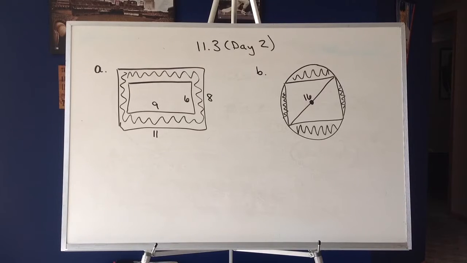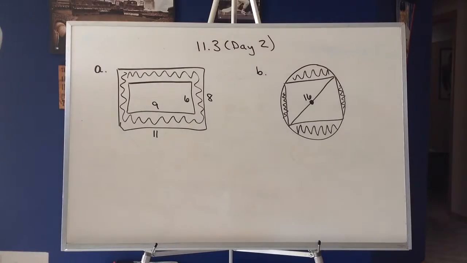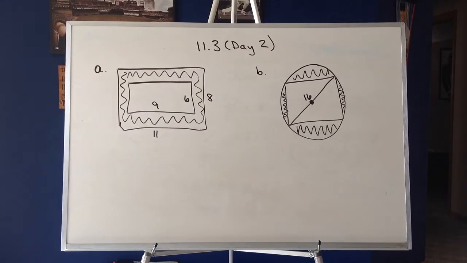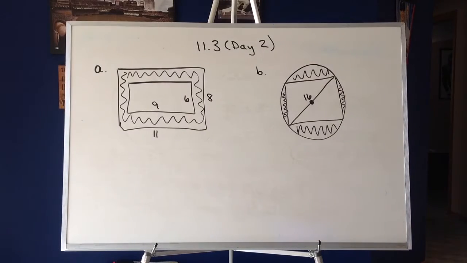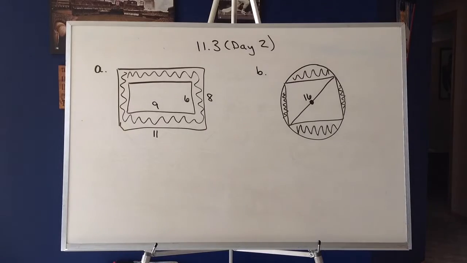Hey guys, today we're going to do day 2 of 11.3. What we're going to be doing today is taking all the formulas we learned in the first half of the chapter and combining them to find areas of shapes combined. As you can look at it here, I've got the first two drawn up.